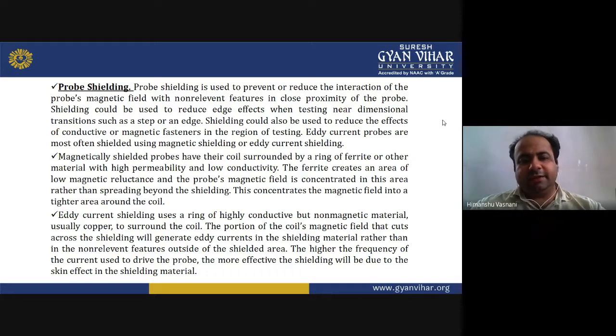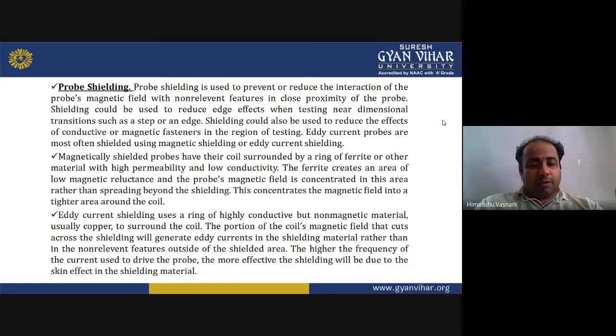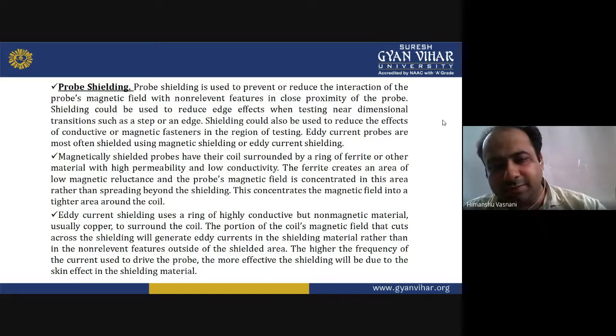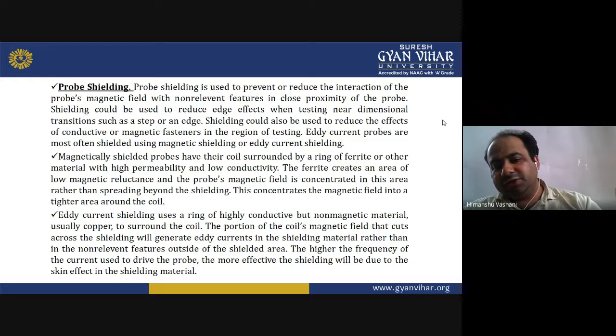Then the eddy current shielding uses a ring of highly conductive but non-magnetic material, usually copper, to surround the coil. The portion of the coil's magnetic field that cuts across the shielding will generate eddy currents in the shielding material rather than in the non-relevant features outside the shielded area.